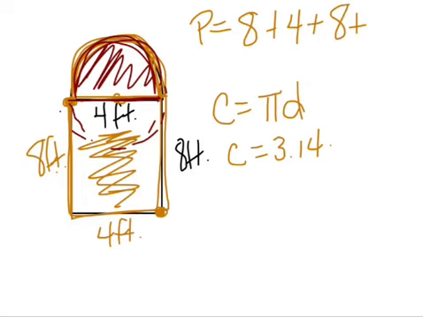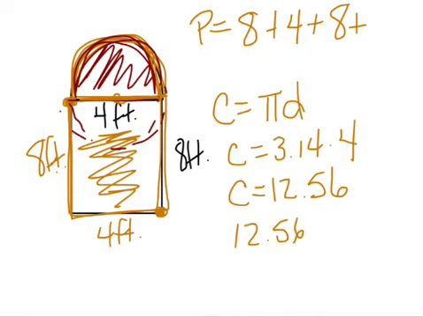So pi times the diameter, let me go back to my orange so I don't confuse you. My diameter in this case is 4. So I have 3.14 times 4 equals 12.56. But do I need the whole circumference? No, because I only have half the circle. So I'm going to take that 12.56 and divide it by 2, doing that on my calculator.